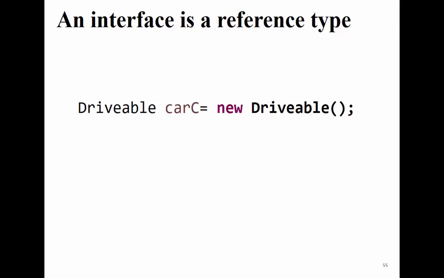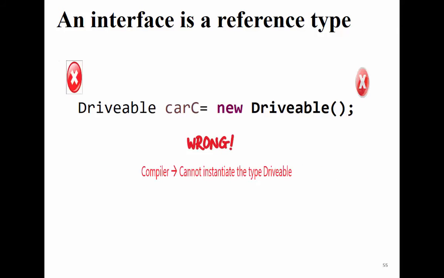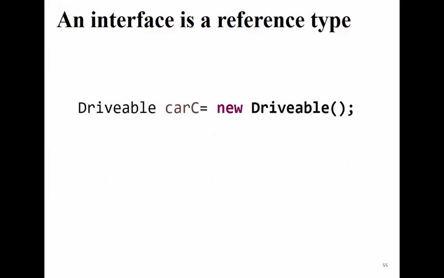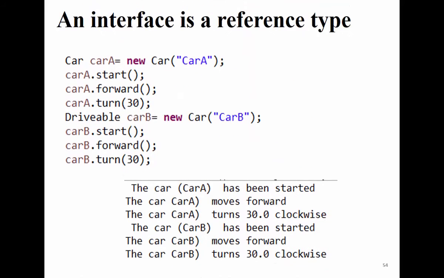No, you cannot use new with the interface. This is wrong. Keep it in your mind. You cannot create an object from the interface. You can use the interface, as you can see in the previous slide, in the reference type. Here in the reference type, I can use drivables, but I cannot use new drivables. Okay? Yes?